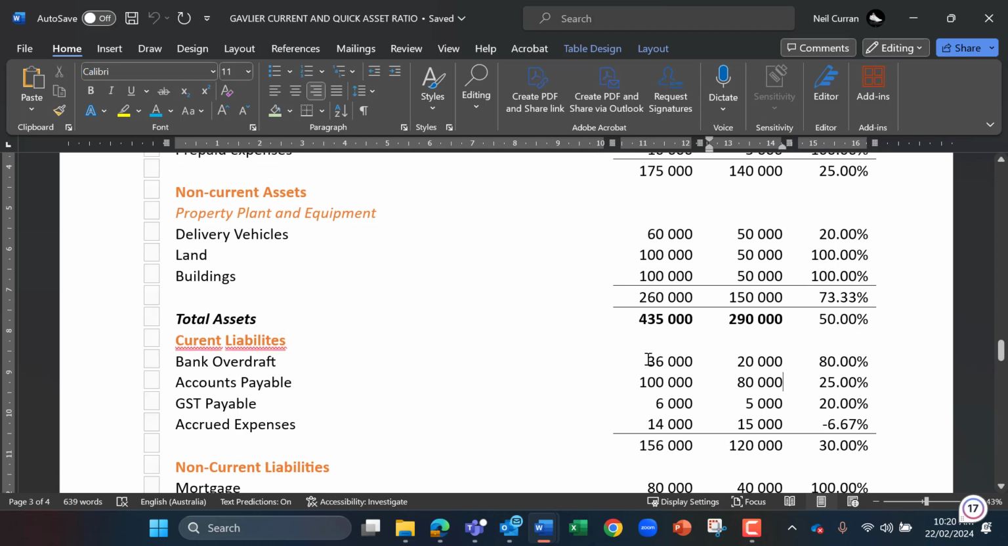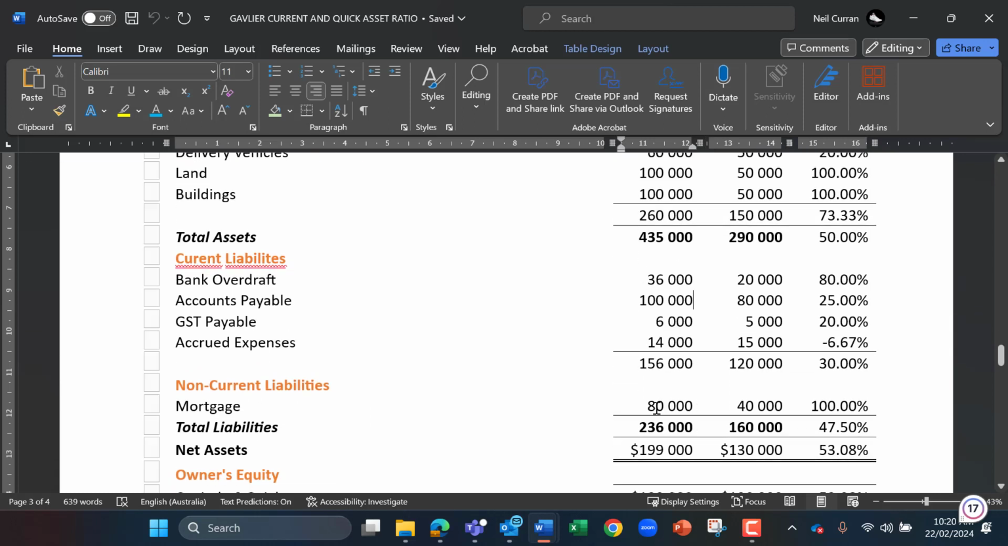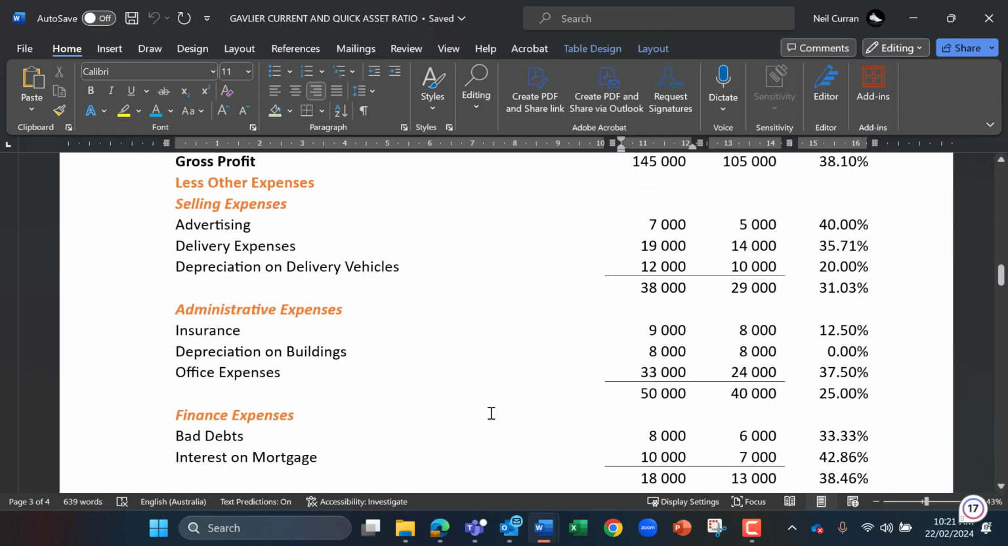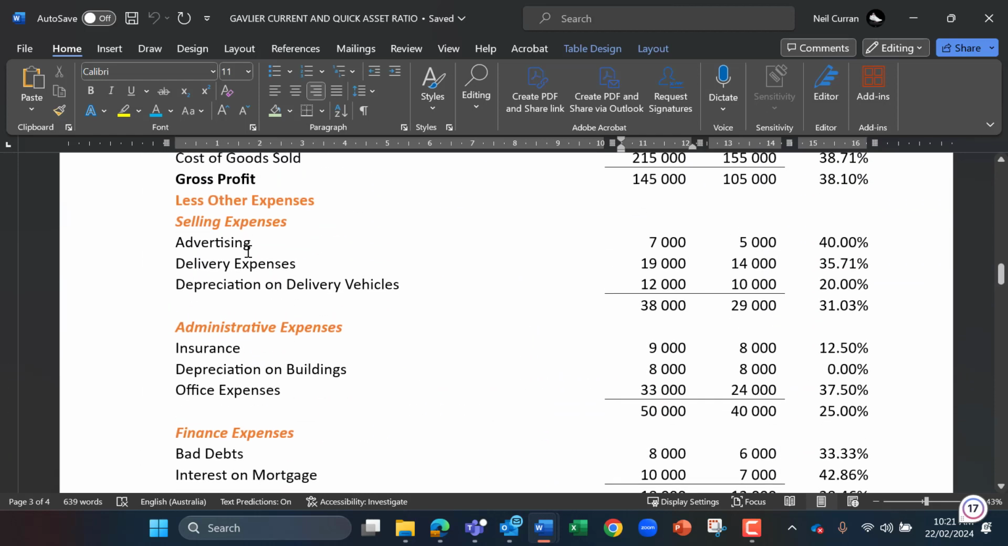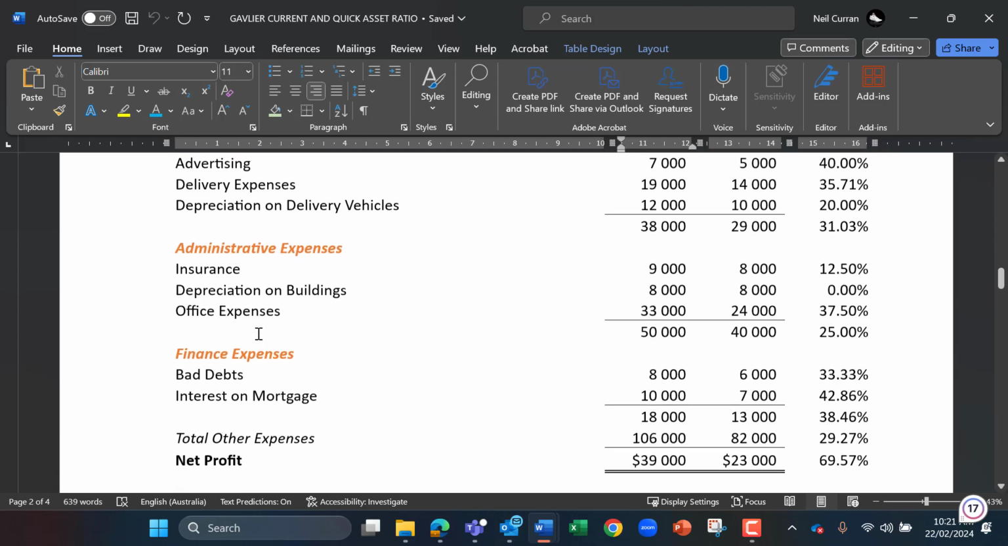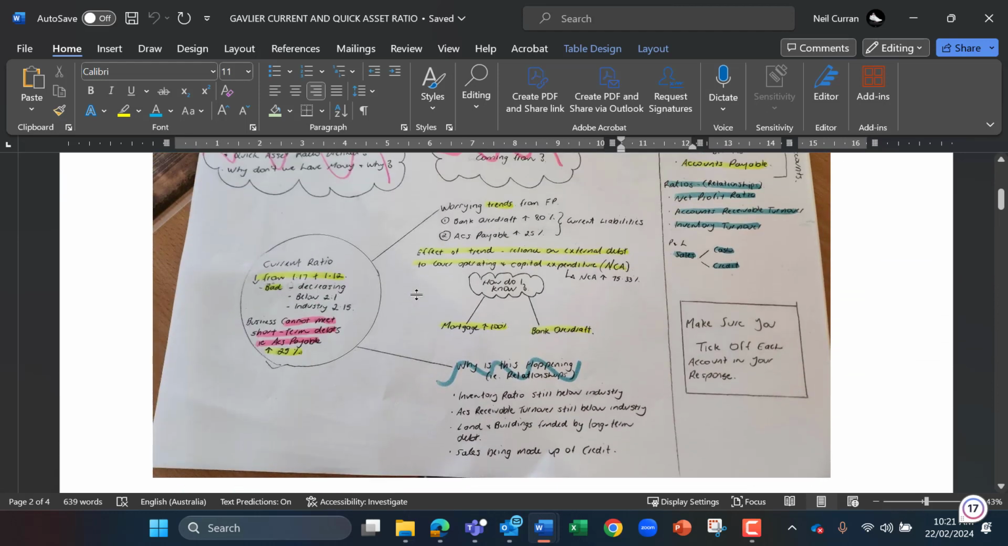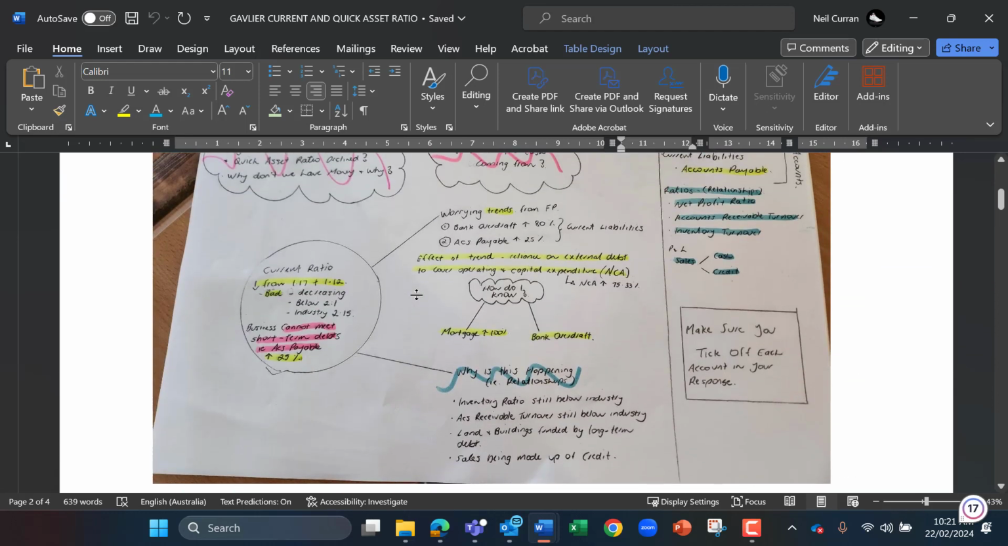So for example, our bank overdraft has gone up by 16,000. Our mortgage has gone up by an extra 40,000 as well. So we've used that money to purchase these things and to cover our daily expenses in our statement of profit or loss. Okay, so for example, our selling expenses, our administration, and our finance expenses, and our cost of sales. So that's not a good way in which to actually run a business.